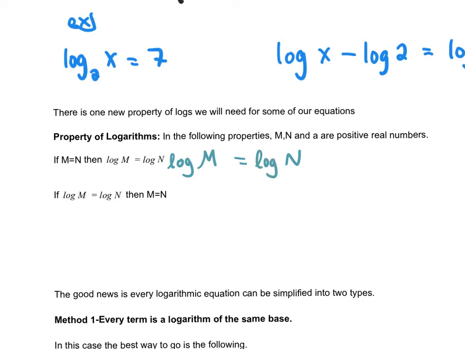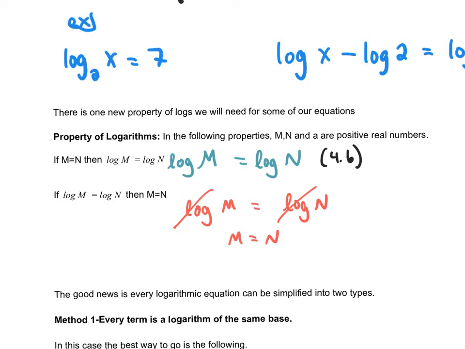Now this is something we really won't use in this section. We'll use this in 4.6, where we can take the log of both sides, but it is a pretty helpful property. The opposite is the one that we'll really use in this section, which states that if we have the log of m equal to the log of n, and both have the same base, of course, these are both common logs, then I can essentially cancel the logs out and make m equal to n. That's only if I have one log equal to another log. If this is true, then I can use this property.